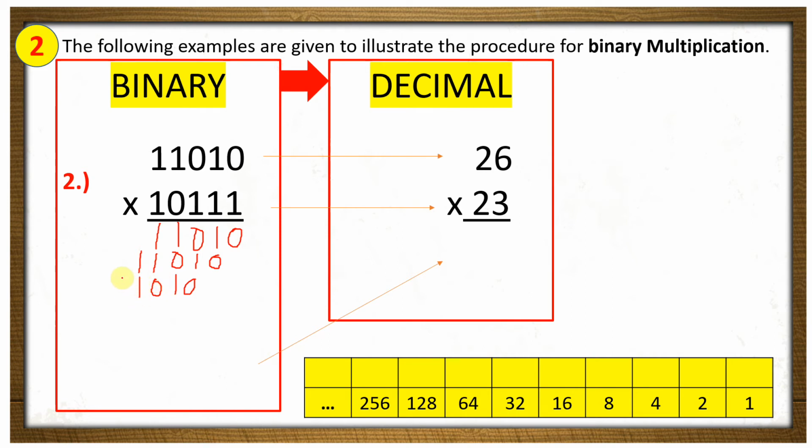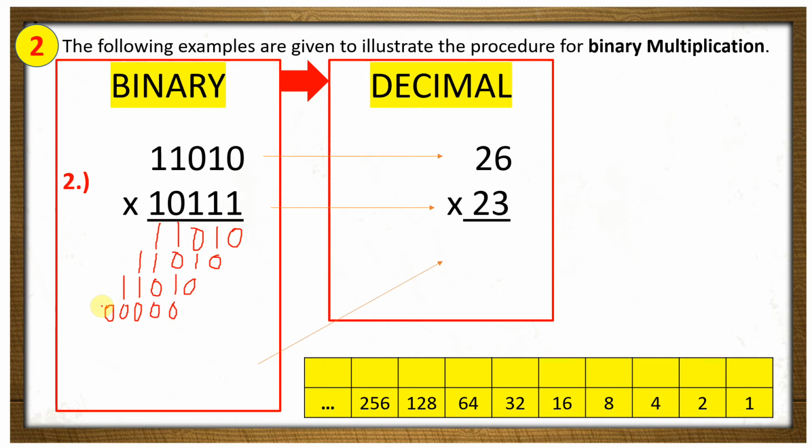1, 1. Next, the third partial product is 0. Any number multiplied by 0 is equal to 0. So 5 zeros here, starting here: 0, 1, 2. There are 5 digits. 3, 4, 5. So this is the fourth partial product.